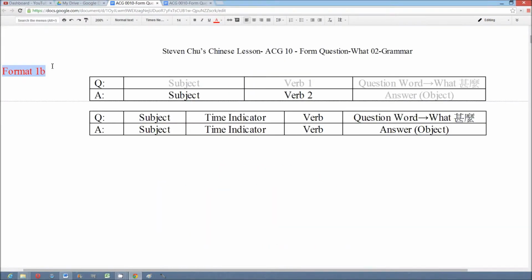Format 1B. This format is also based on the basic sentence. For example, subject, verb, the question word, or the object. But in some cases, we have to use different verbs in the question and in the answer. And we can also put the time indicator before the verb to show the tenses.